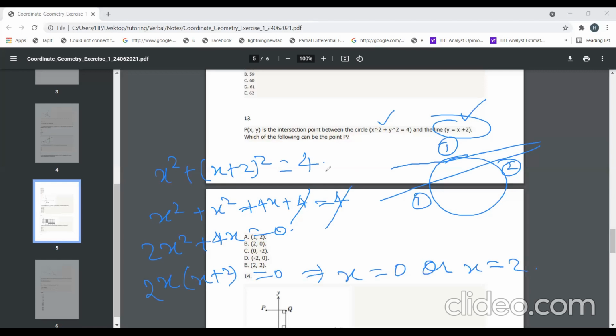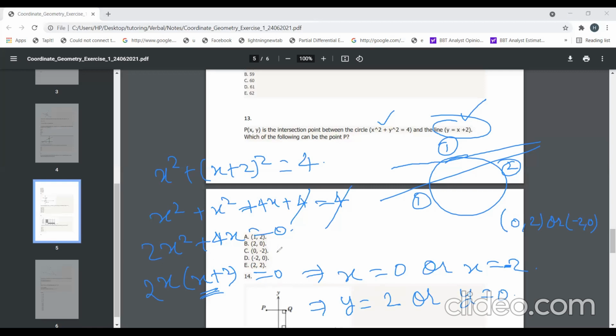And this implies y is equal to what? If x = 0, then y = 2. Or x = 2. Sorry, here x is equal to minus 2, not 2. x + 2 = 0 yields x = -2. So y = 0. So what the possible points would be? (0, 2) or (-2, 0).